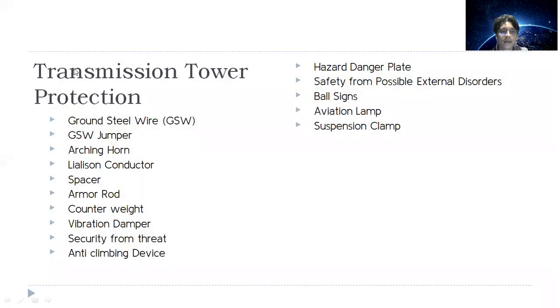Next, transmission tower protection. Point 1, ground steel wire, jumper, arcing horn, conductors, spacer, armor rod, counterweight, vibration damper, security foam seat, and many other protections.